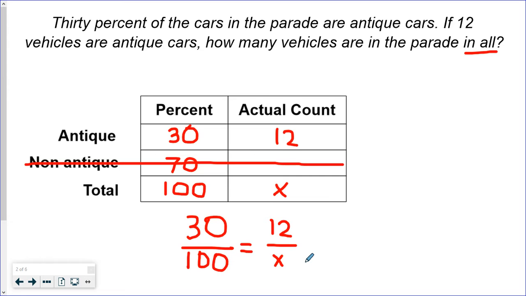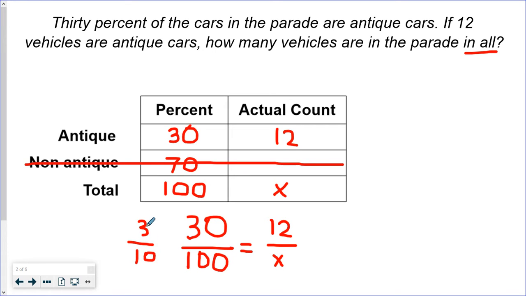Okay, so now I could try to figure out, is there a number that I can multiply 12 by to get 30 or whatever. That's hard to do, but I could reduce this if I wanted to. One way to solve this problem is actually to reduce this problem, because if I reduce this problem, this would actually be 3/10, wouldn't it? Because I divided both of them by 10.